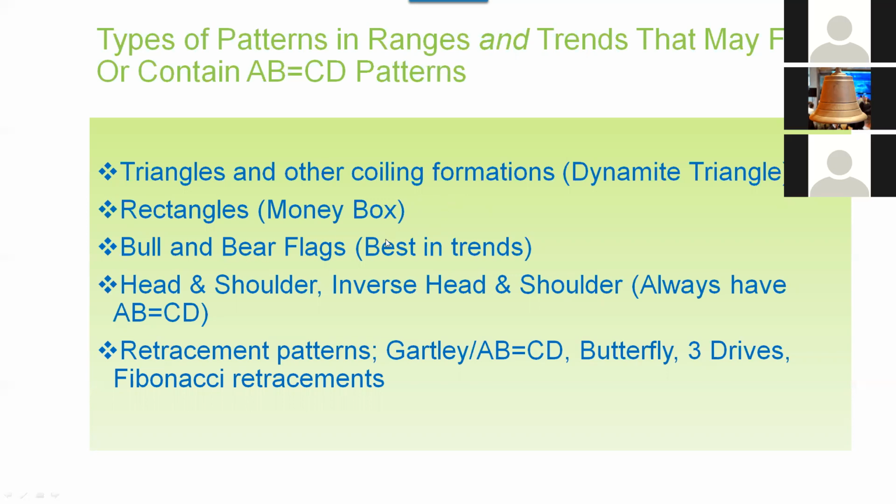And the bull and bear flags, head and shoulder, inverse head and shoulder, and these always have a B, C, D in them. Then retracement patterns, Gartley's butterfly pattern, 3 drives, and then Fibonacci retracements. But again, most of these show up in ranges and trends. So knowing which environment you're in is going to dictate how it's traded.